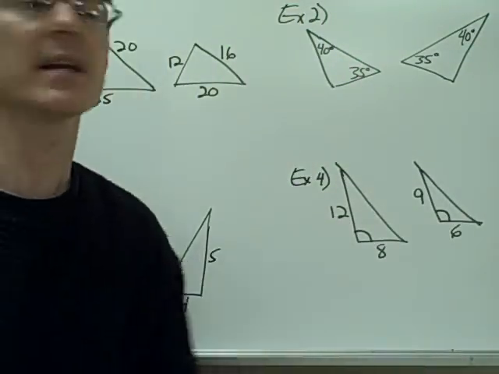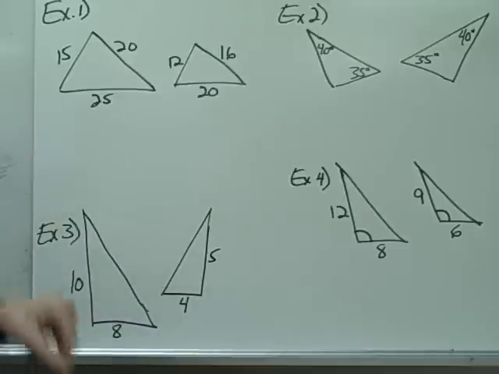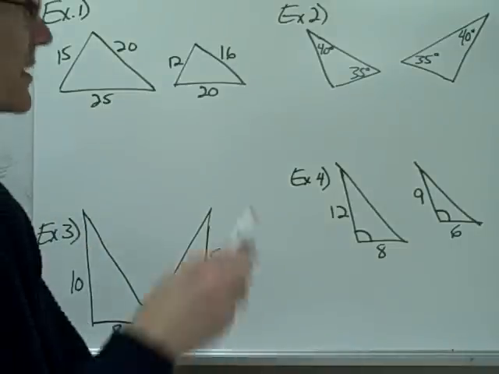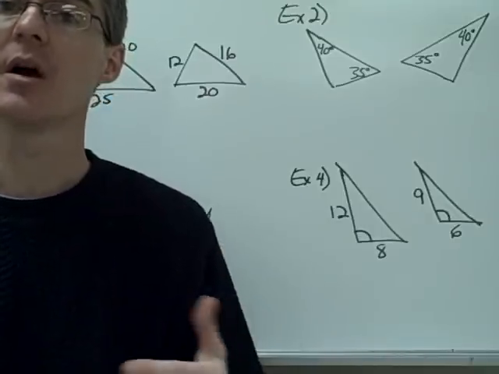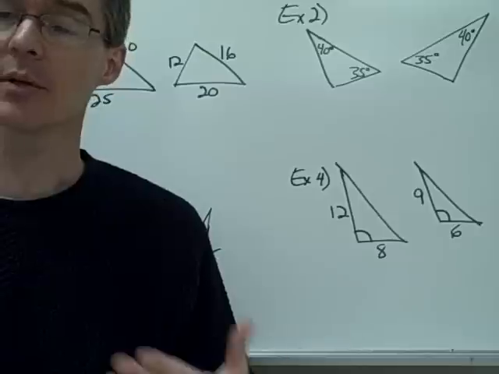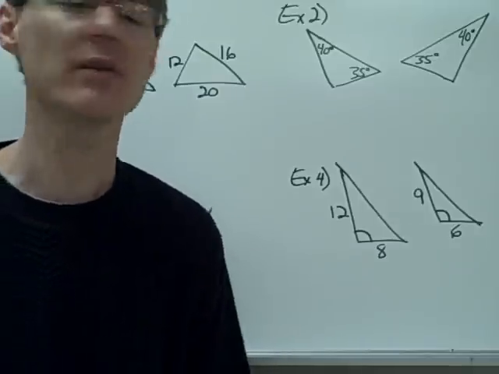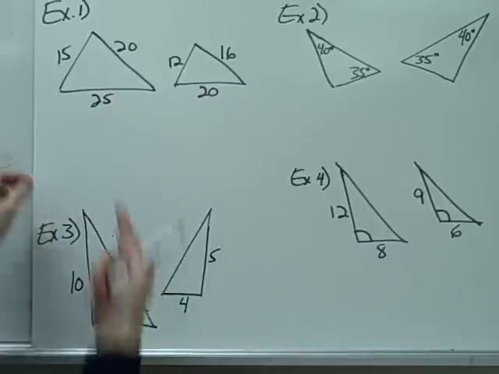Okay, let's take a look at a few of these examples. Example number 1. In the instructions it says, first state if the given pair of triangles are similar, and if they are similar, then if you can, state what the scale factor is. So let's take a look at example number 1.